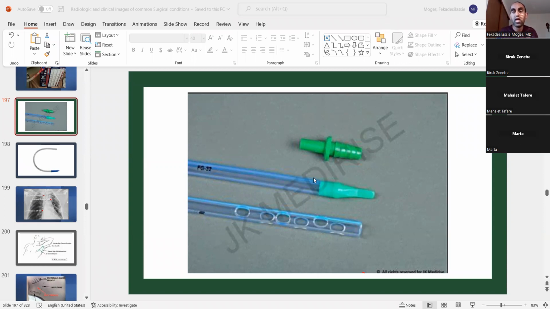So you clamp here, you cut here, you connect it. Once you connect it, you release your clamp. When you release your clamp, definitely there will be a gush of air, a gush of blood, a gush of pus, a gush of pleural effusion, whatever you are draining. All right, that's it.